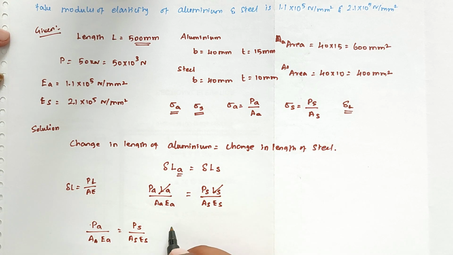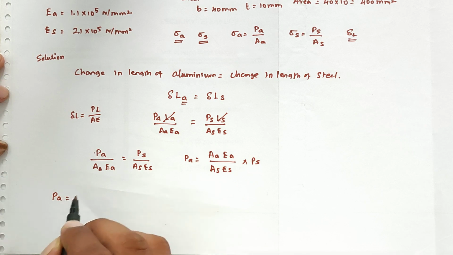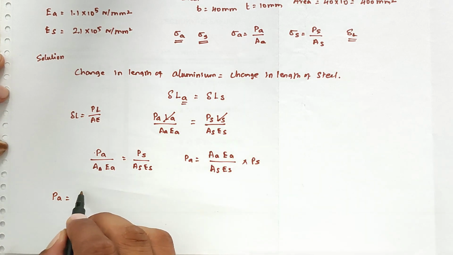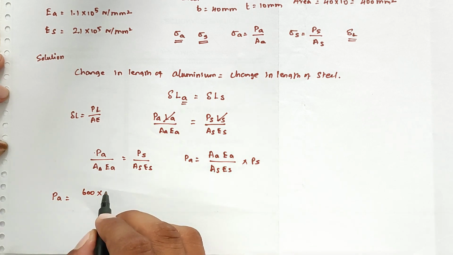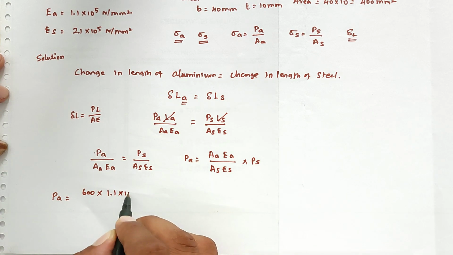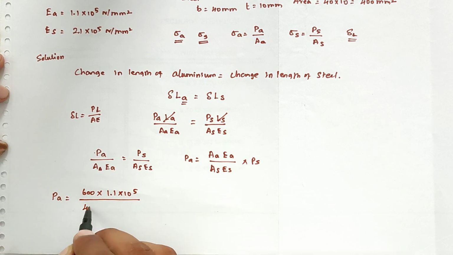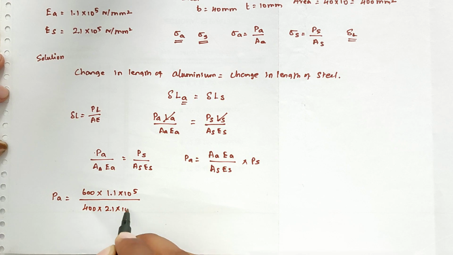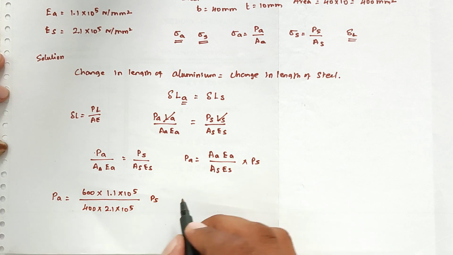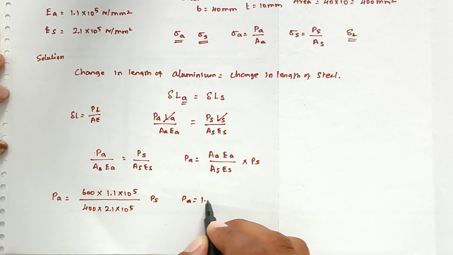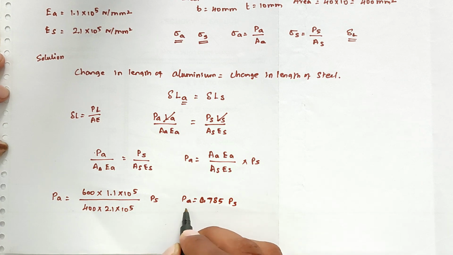Now we can take the PA value. PA equals AA into EA divided by AS into ES, into PS. Substituting all the values, PA equals the area of aluminium, 600, into EA, 1.1 × 10⁵, divided by 400 into 2.1 × 10⁵, into PS. So we get PA equal to 0.785 PS.